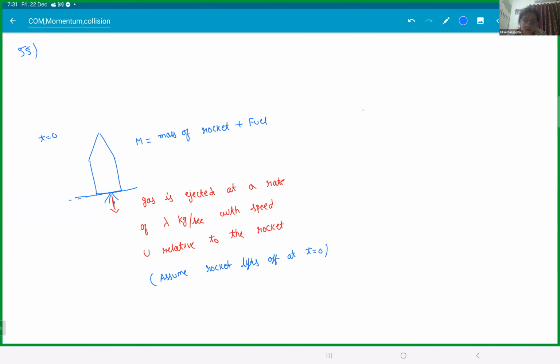So what do we have to find again? Find velocity as a function of time t. Okay. Gravity is there. Find the velocity of the rocket at time t.